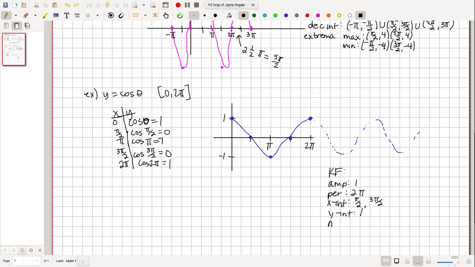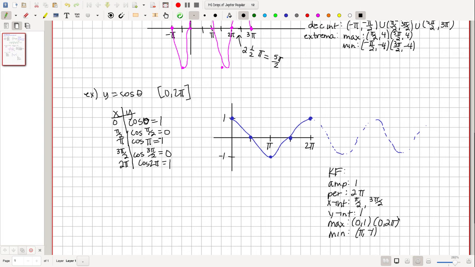Extrema, we have max. You have 2 of them. We have one at 0, 1, and at 0 to pi. Minimums, there's only one. It looks like pi, -1. Now, I made a mistake here. I was just seeing if you guys were paying attention. This right here.